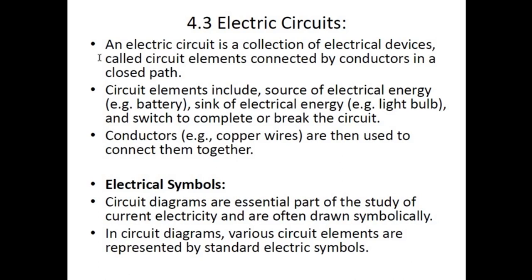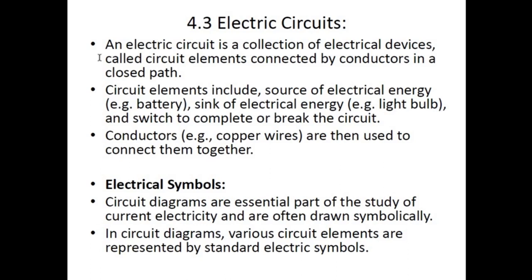An electric circuit is a collection of electrical devices, which are called electrical elements or electrical components, which are connected together by conductors or wires in a closed path. Circuit elements include sources of electrical energy such as a battery or a cell, sinks of electrical energy such as light bulbs, and switches to complete or break the circuit. Conductors, for example copper wires, are used to connect them together.